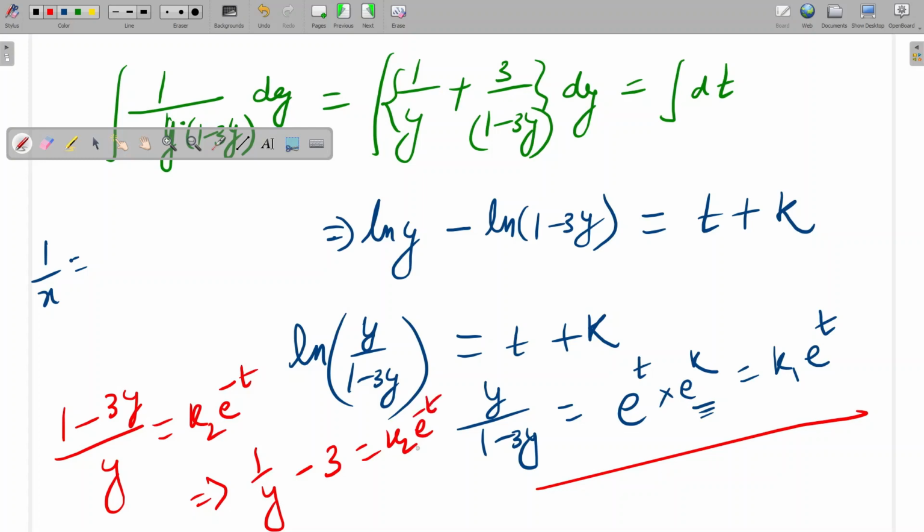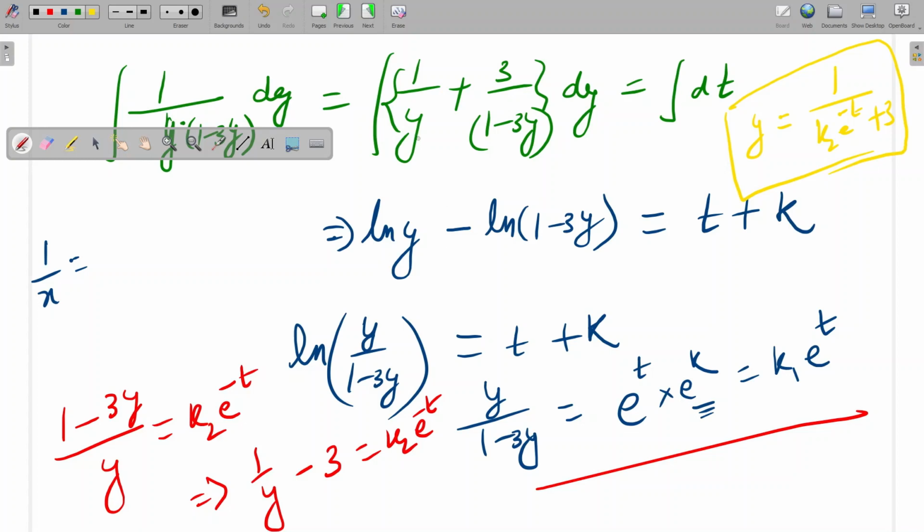So what will be the y value? This 3 will go here, so 1 by y equals 3 plus k2 e to the power minus t. So y is 1 by k2 e to the power minus t plus 3. This is the y value.